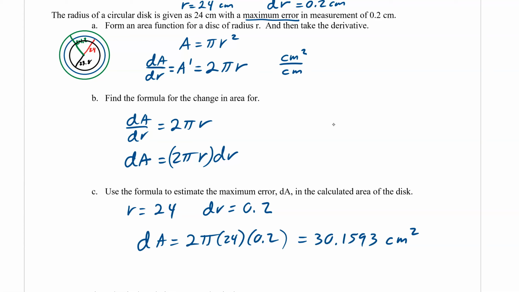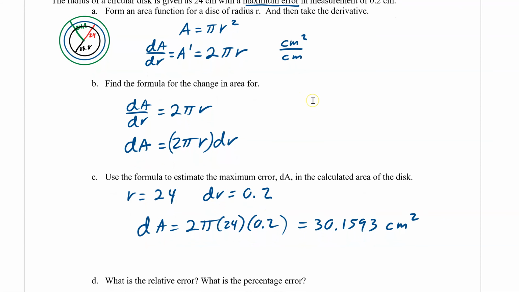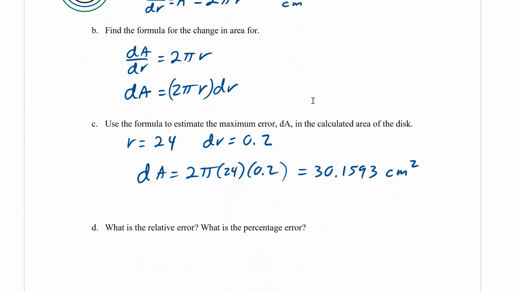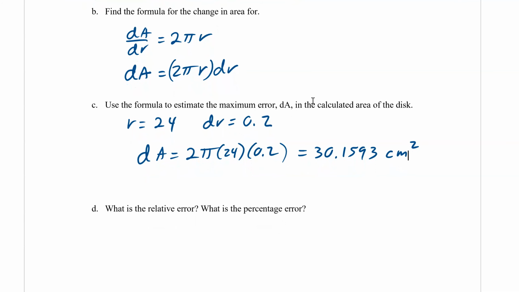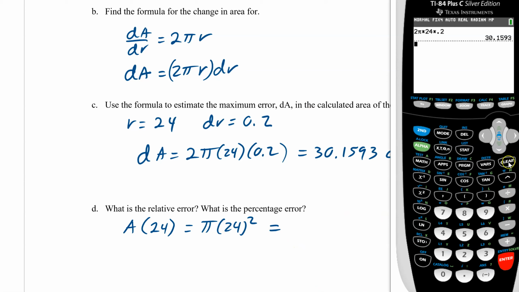So we expect with an error of 0.2 centimeters for 24, we're going to get an error in our area of 30.1593 centimeters squared. Was that good or bad? I don't know. Someone's up here saying, look, it's only an error of 0.2. And so now we have to argue, well, yeah, that's good? Bad? I don't know. What's next? Relative error. Well, let's find out what that area actually is at 24. So pi times 24 squared would give us our actual area that we have with a radius of 24.